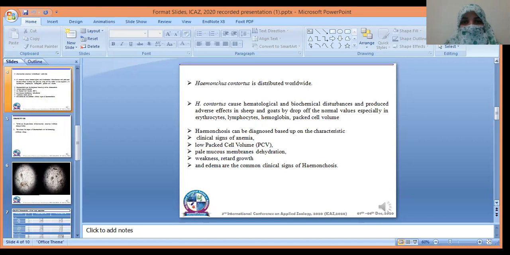Diagnosis. Haemonchosis can be diagnosed based upon the following characteristics. Number one, clinical signs of anemia. Number two, low packed cell volume. Number three, pale mucous membranes and dehydration. Number four, weakness and retarded growth. Number five, edema is a common clinical sign of haemonchosis.